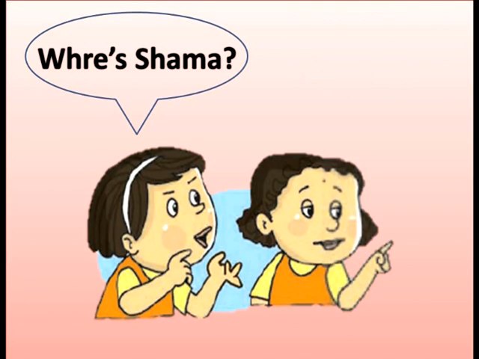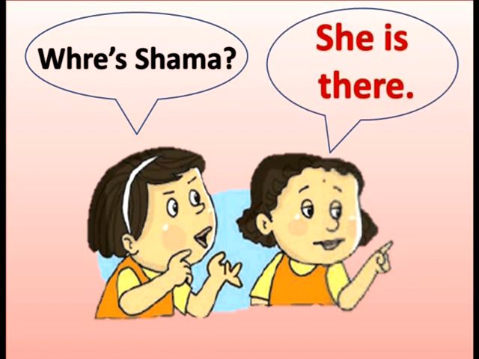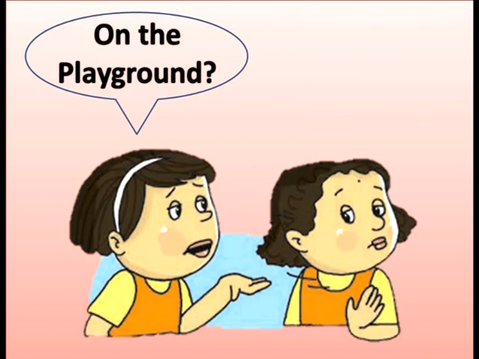Where's Shama? Namita is pointing somewhere. What does she want to say? She is there. On the playground.